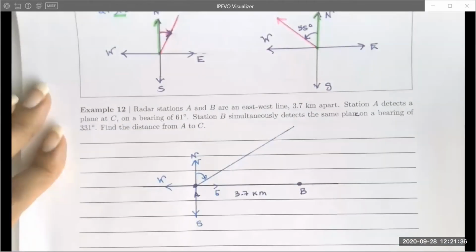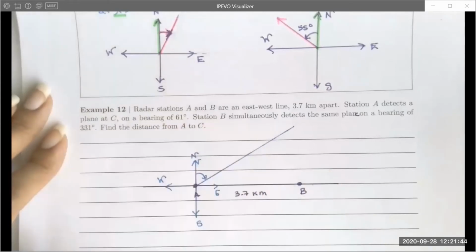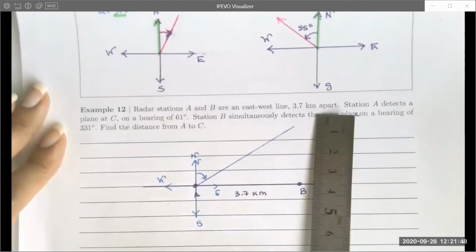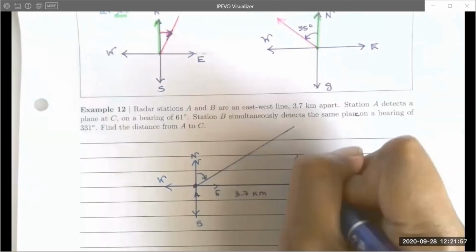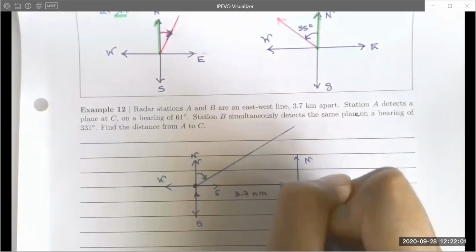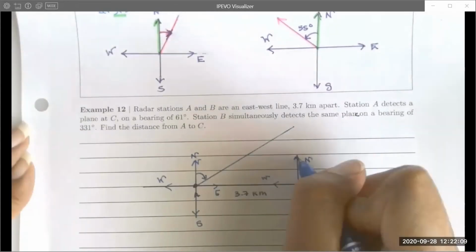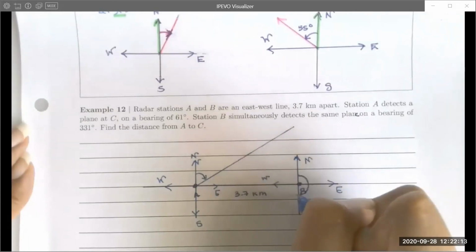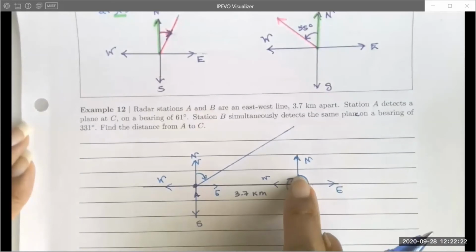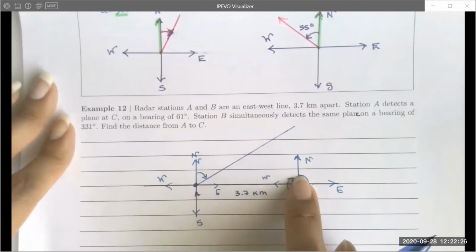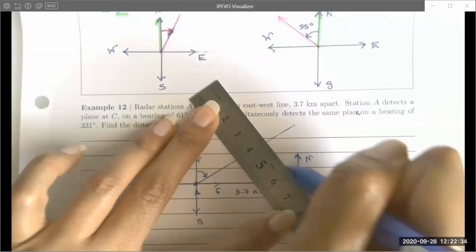Now to pinpoint exactly where that is, we can take a look at what station B is detecting. It's detecting the same plane on a bearing of 331 degrees. So relative to this point at B, if we draw the four directions again, which are north, east, south, and west, it's detecting the plane on a bearing of 331 degrees. Again, that means from north, open clockwise 331 degrees. That's almost 360 degrees, right? If we complete it all the way up to the north direction, that would be 360. But we're at 331 degrees, which means that it's detecting the plane somewhere on that bearing.